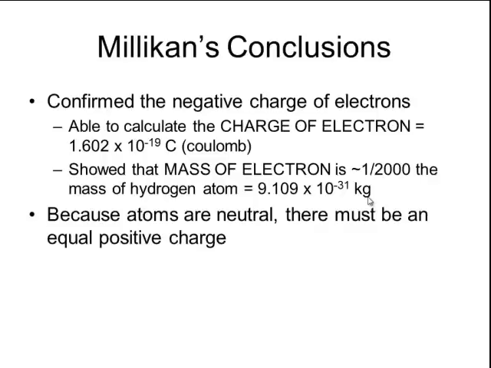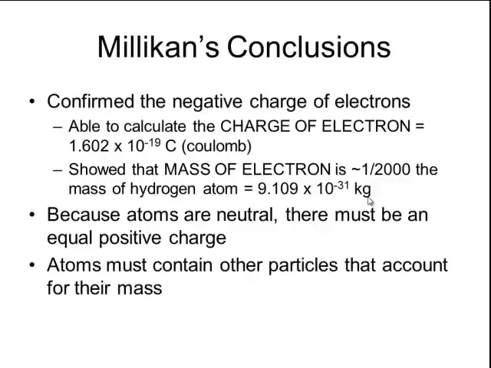Because Millikan was able to measure the charge on these oil droplets and therefore the charge on these electrons, he knew that there had to be an equal amount of positive charge on every atom because atoms are neutral. He also knew that atoms had mass, and that because the mass of the electrons was so tiny, there had to be other particles inside of the atom that would account for that mass.